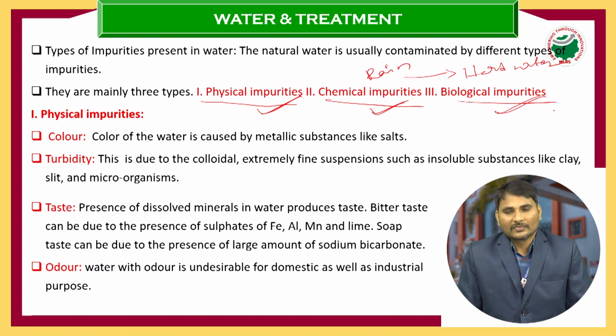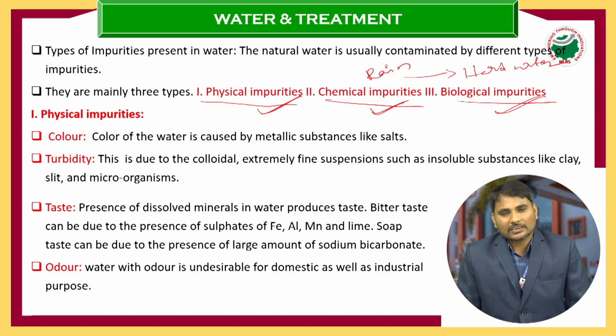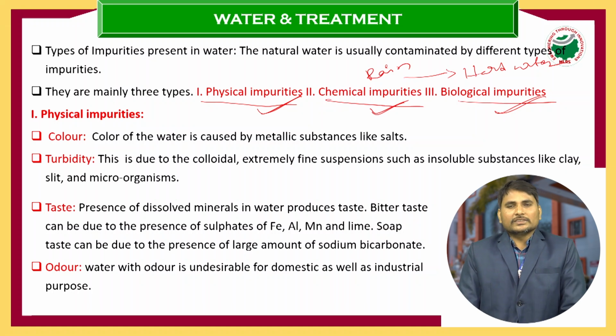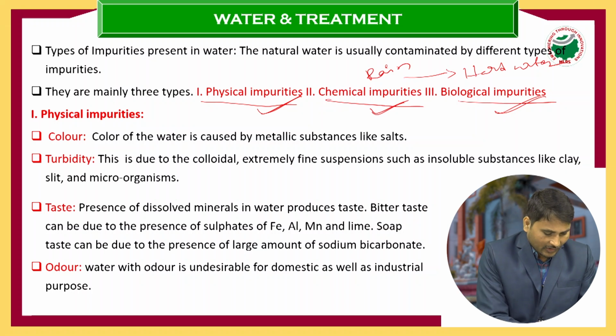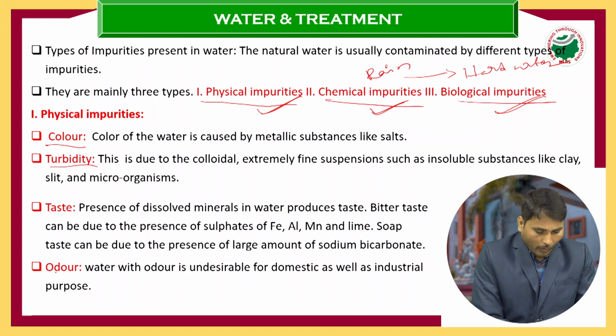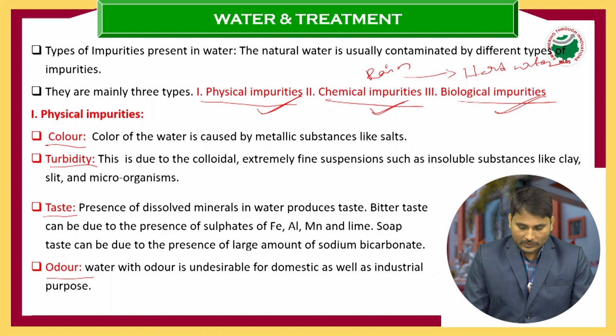Among these chemical, physical and biological impurities, we will see first the physical impurities. What is meant by physical impurities? When we talk about physical impurities, we are talking about the color of the water, turbidity of the water, odor of the water, and taste of the water. We consider these as physical impurities.